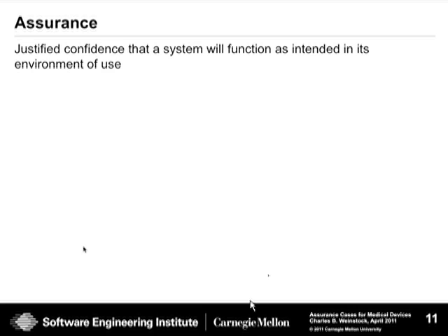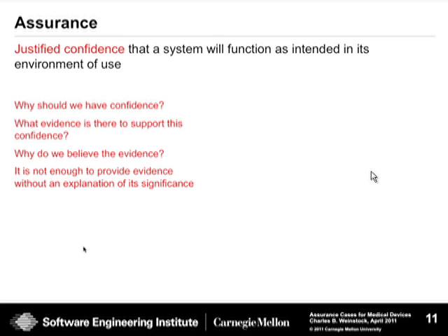I wanted to start here with our definition of what assurance is. And we define assurance to be justified confidence that a system will function as intended in its environment of use. There's lots of pieces to this, and they bear more scrutiny. So let's start with the justified confidence part.